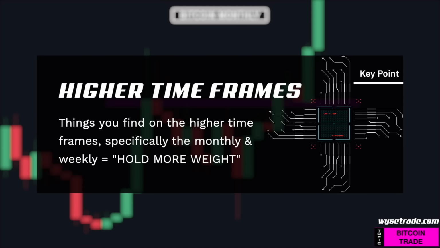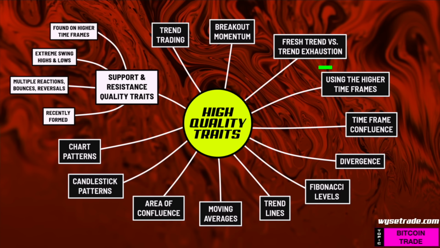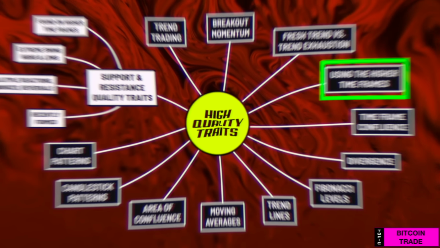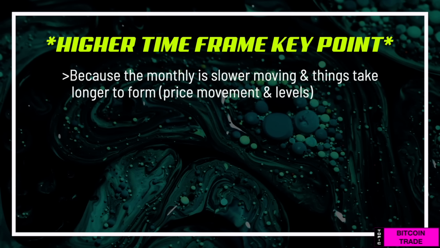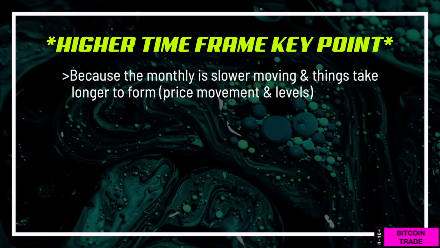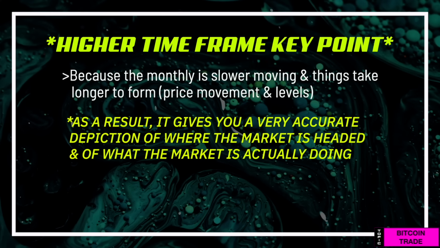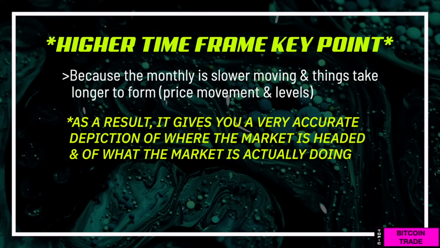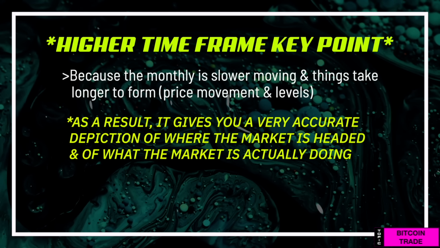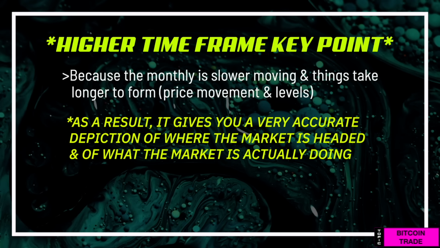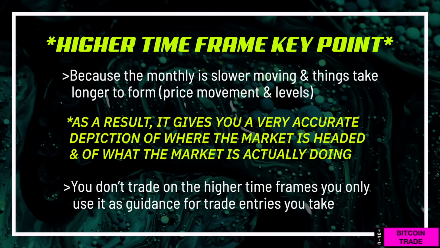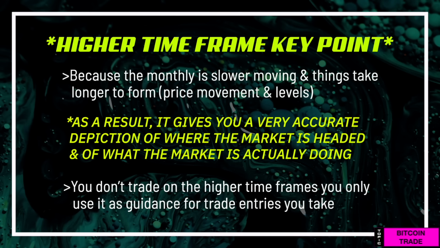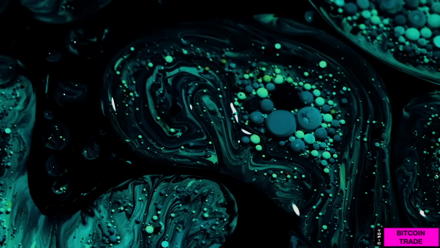things you find on the higher time frames, such as the monthly and weekly, hold more weight. This is a very key point. Because the monthly is slower moving and things take longer to form, as a result, it gives you a very accurate depiction of where the market is headed and of what the market is actually doing. Now, you don't trade on the monthly time frame. You only use it as guidance for trade entries you take on the lower time frames.